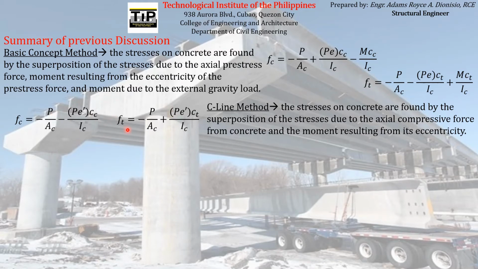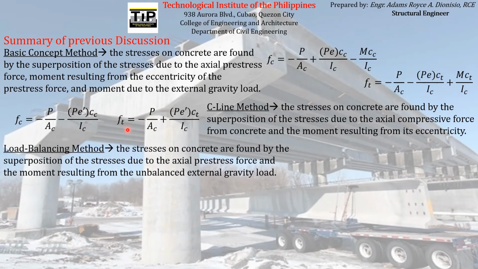And the last method that we have studied is what we call the load balancing method, wherein the stresses on concrete are found by the superposition of the stresses due to the actual prestress force and the moment resulting from the unbalanced external gravity load. In equation form, it is equal to this formula, which is just the sum of the actual stress and the flexural stress due to the unbalanced external gravity load.